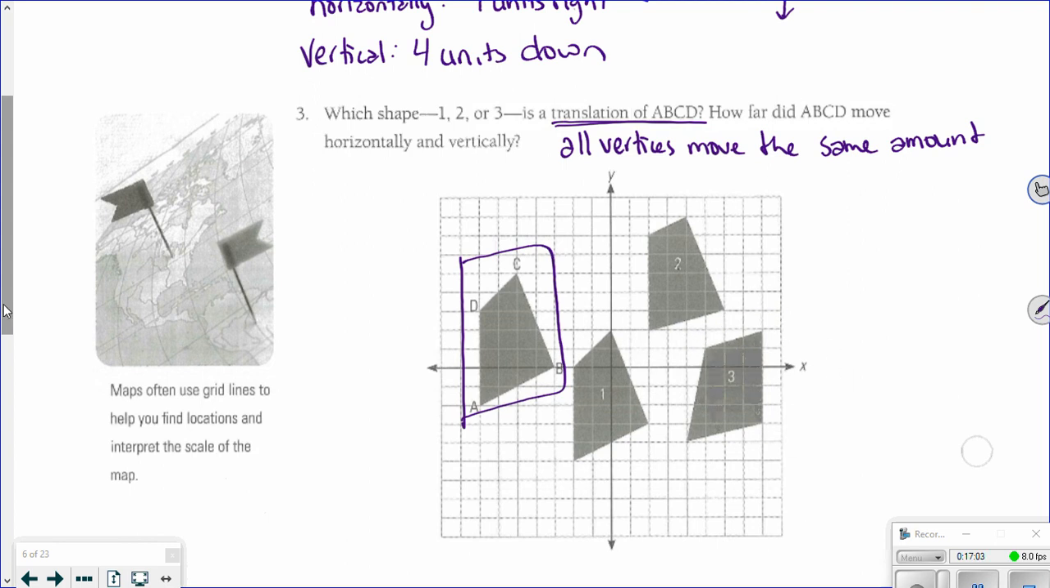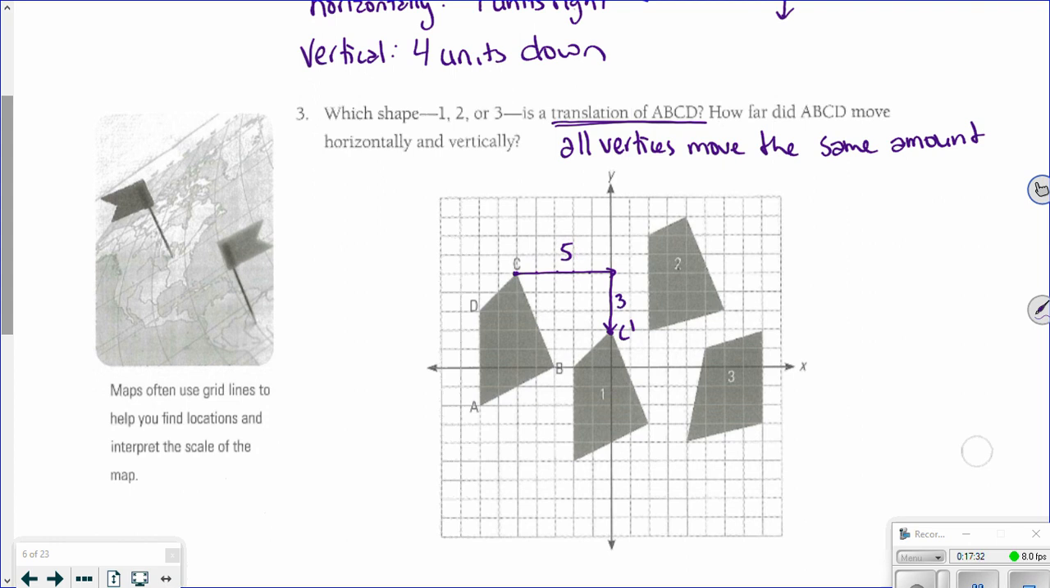The easiest way to tell is compare your vertices. So if I look at my original, and I want to compare it to number 1, this top corner and this top corner look like they're in the same position. So to get from C to what I'm going to call C prime, I need to go 1, 2, 3, 4, 5, right? And down 1, 2, 3.